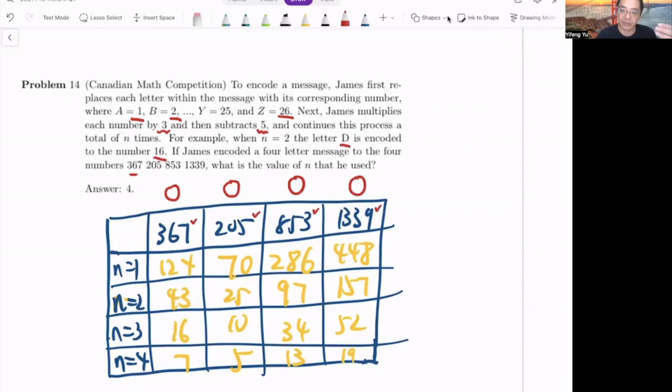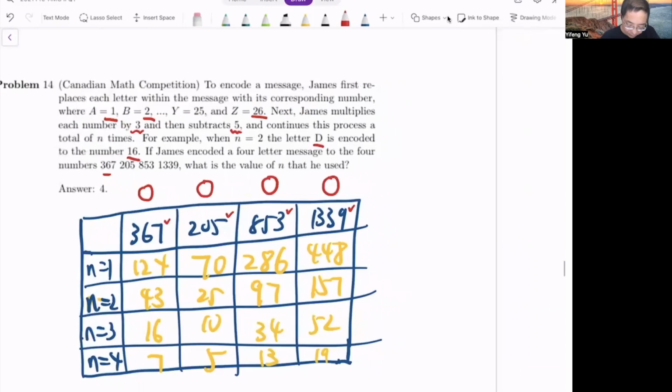So each time, and then he did twice, he did 3 times, and so on. How many times did he use it? Okay, here, let's first clarify what the problem says. Say you have a number n. After 1 operation, we call this forward, right? For 1 operation, it will go to 3 times n minus 5, right?